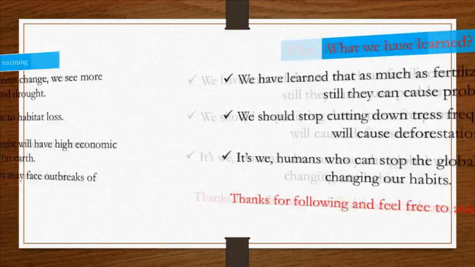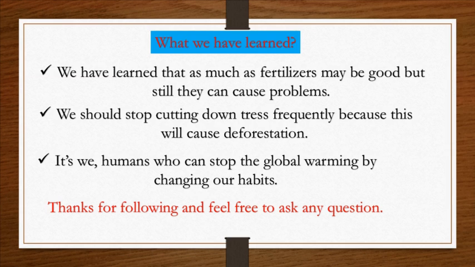Good. So, generally, what have we learned? We have learned that as much as fertilizers may be good, they can still cause problems. We have also learned we should stop cutting down trees frequently, because this will cause deforestation, and deforestation will cause global warming. And we have seen the consequences of global warming.